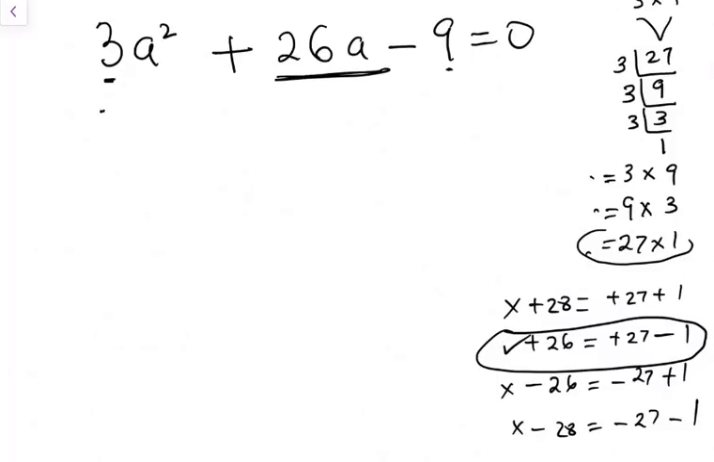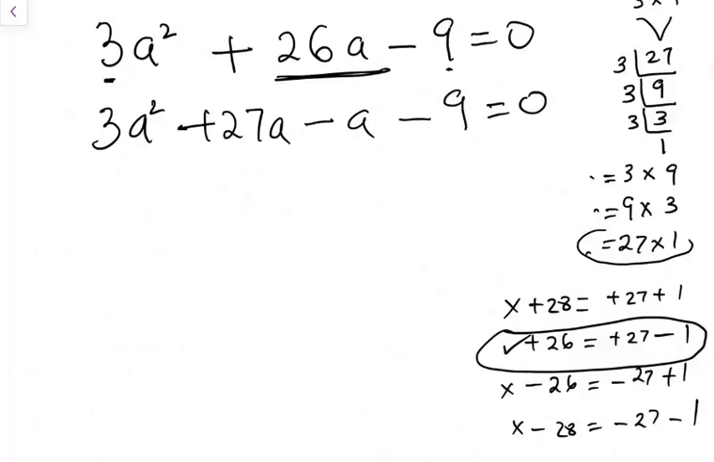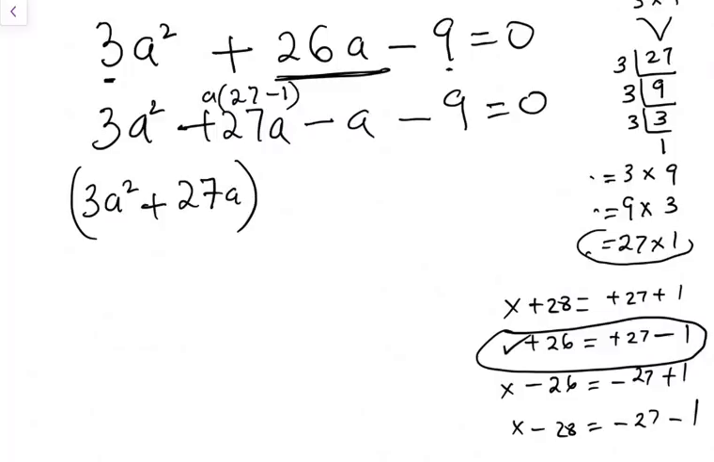Then we transfer 3a squared plus 27a minus a minus 9 equals 0. So it's as if we are saying 27 minus 1. So from here, we have breaking into 2. So we have 3a squared plus 27a minus a minus 9. Then we have that one also equals to 0.